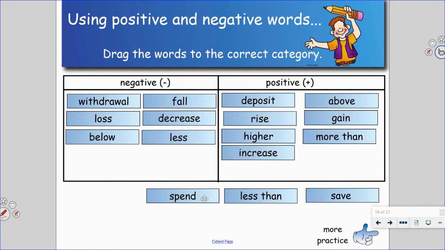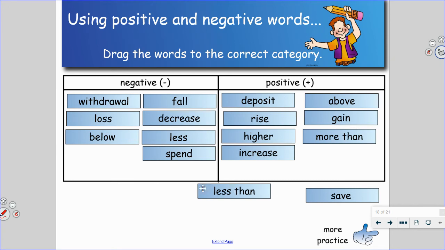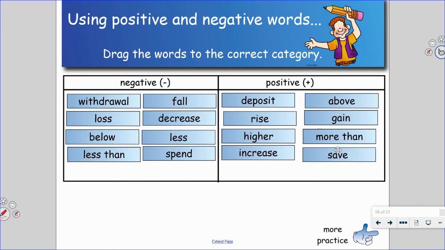Increase is up, spend is going down, or a negative. Less than is also a decrease, and saving money is a good thing. Saving means you're going up. So if you need to at this time, pause, fix up any words that you need, and come on back when you are ready.